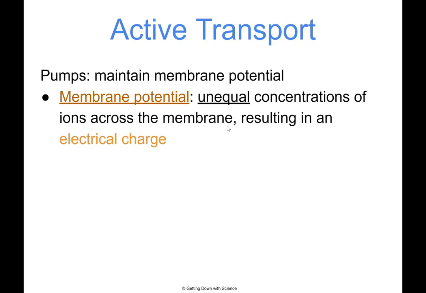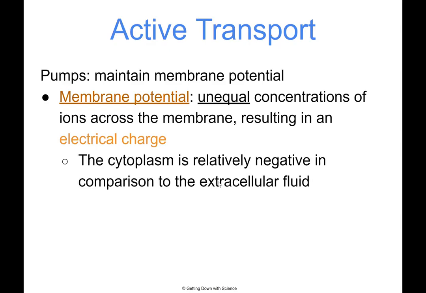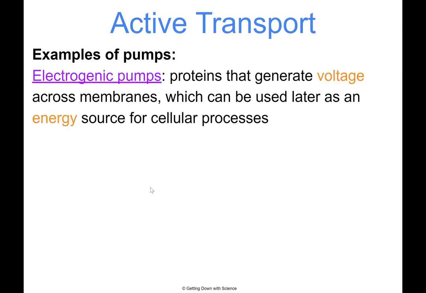Often sodium or potassium, those are the most common ions that we use for these unequal concentrations. So we end up with this electrical charge. Like I said, we're having more ions on one side than the other, so we're going to have more plus or more minus. Cytoplasm is relatively negative in comparison to the extracellular fluid. So that's what's going to help us move it. So we can have an electrogenic pump. In this, the proteins actually generate voltage across the membranes, and we can use that later kind of as an energy source for cellular processes.